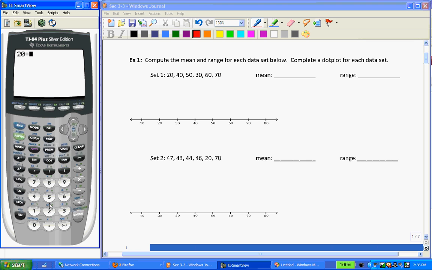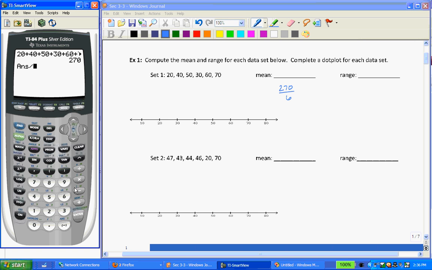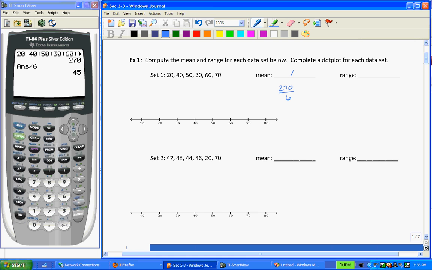So we have 20 plus 40 plus 50 plus 30 plus 60 plus 70. That's 270, and we have 6 data values. So our mean is 45. And for the range, I just need the lowest value and the highest value. Well, the highest value looks to be 70, and the lowest is 20, so the range would be 50.